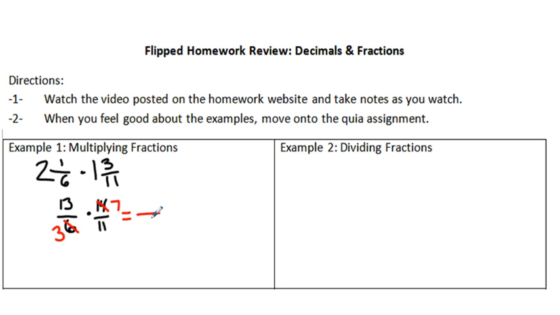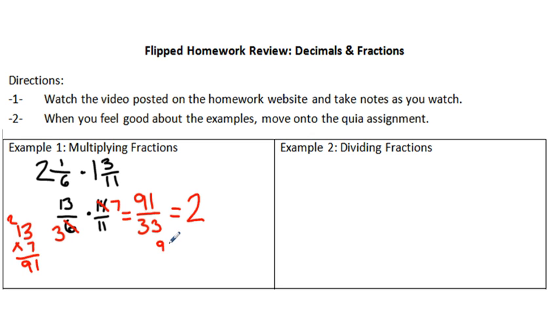Great. When I multiply across, 3 times 11 is 33. 13 times 7, I'm going to do some side work for that. 13 times 7 is 91. So right away, we are not finished because this is an improper fraction. That numerator is much larger than the denominator. So how many times does 33 go into 91 without going over? 33, 66, 99. No, we're over. So it's definitely going to be 2. And 2 times 33 is 66.